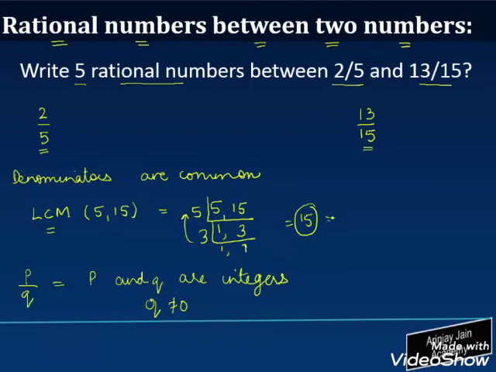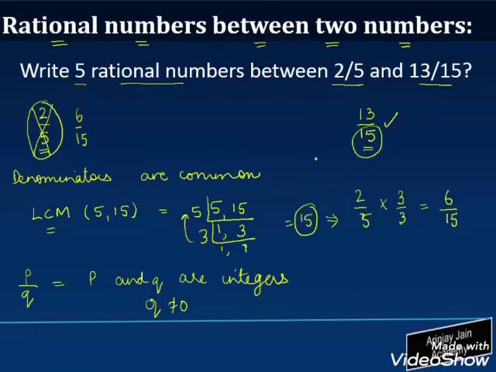The next step, we convert these given fractions in such a form that they can be written with the denominator as 15. So we will multiply this by 3 by 3. Why? Because 5 times 3 gives you 15 and 2 times 3 gives you 6. So in other words, 2 by 5 can be written as 6 by 15. Similarly, we need to convert the second number in such a form that the denominator becomes 15. But in this case, this is already 15, right?